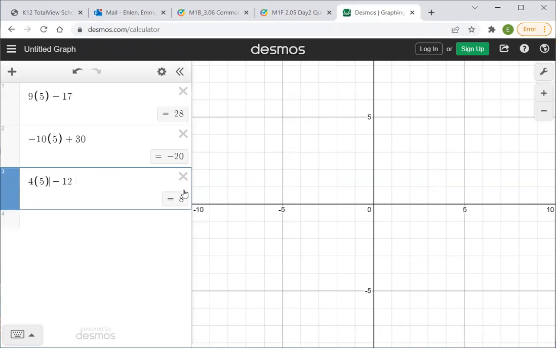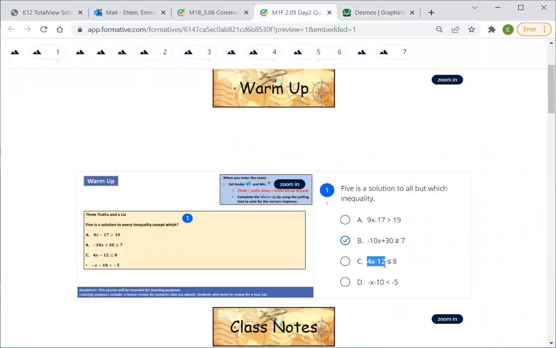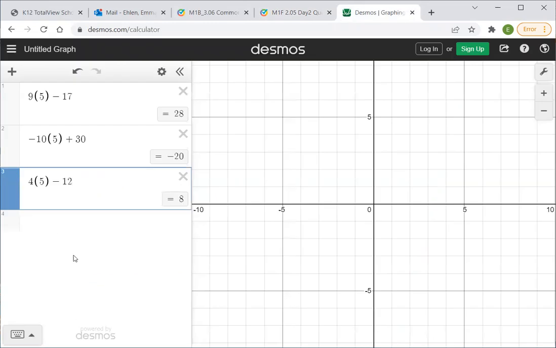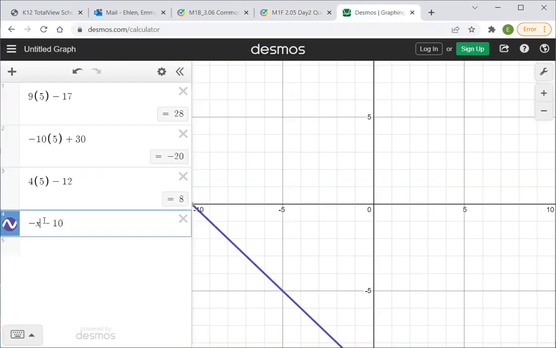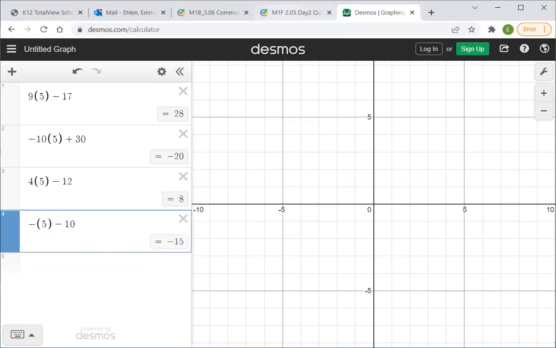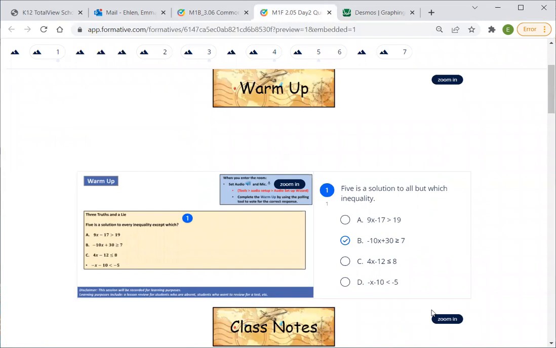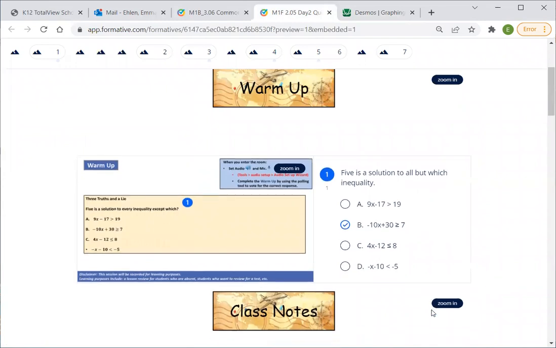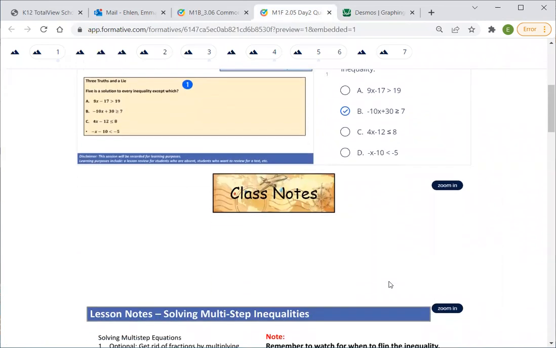Is 8 less than or equal to 8? Yes, it is. So that's a solution. And last but not least, if I plug 5 into the last equation, we get negative 15. Is negative 15 less than negative 5? And it is. So the answer is B here.